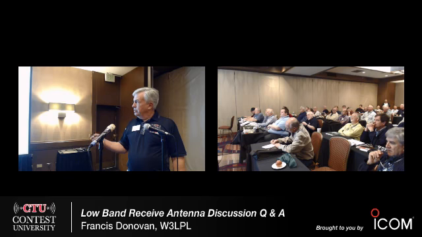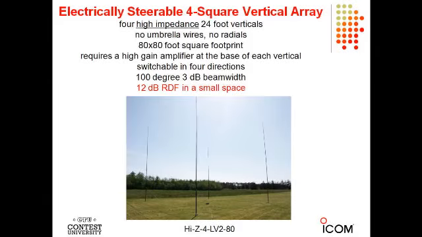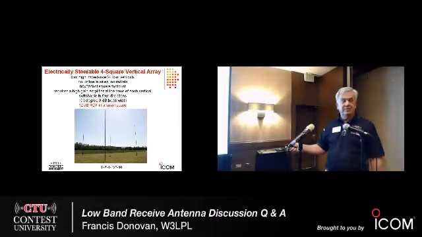So let's look at a small array built with these high Z verticals. And you can buy this antenna. There's the website. You can leave your credit card with K3LR and he'll have one on your doorstep Monday. No umbrella wires, no radials, 80 feet by 80 feet. High gain amplifier at the base of each vertical. Switchable in 4 directions. The beam width is about 100 degrees. And look at that RDF, about 12 dB.